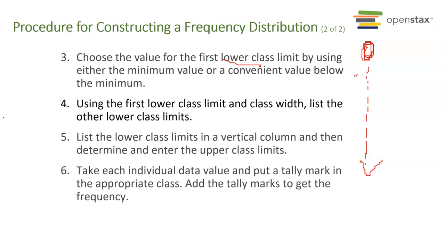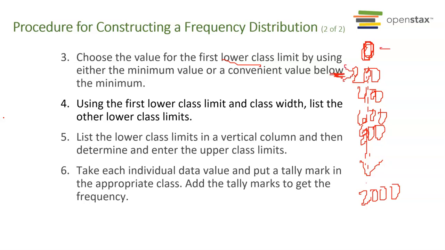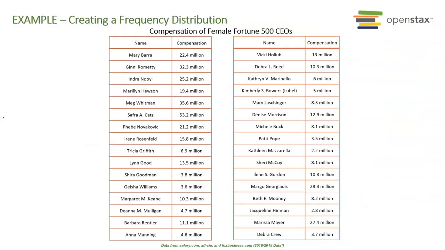So I had 0, and then it was 200, it'll be 400, 600, 800, right? All the way up until I hit the 2,000. And then I kind of look at where this lower class limit is on my second line, and I kind of just back that up 1. And then I add the 200 down for that, and I count it all up. So let's look at an example. This data is a little old now, looking to 2016, and it was all of the female Fortune 500 CEOs.